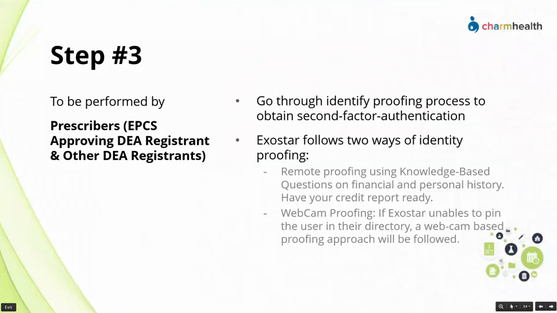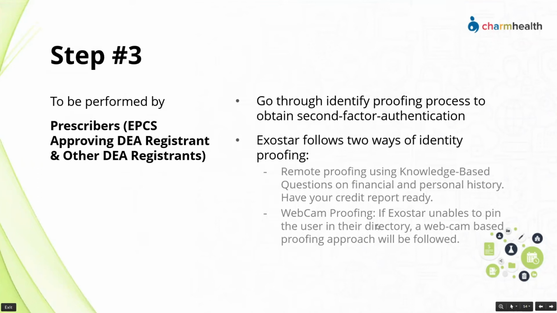Step 3 is going to be by the prescriber. So you're going to go through your identity proofing to obtain the second factor authentication. And XSR has 2 ways to do identity proofing: the first is remote proofing using knowledge-based questions. So this is the financial and personal history that they're going to ask you about. So I recommend you have your credit report ready, or I've seen them ask questions going back to like 1975, depending. So sometimes you'll need to make a phone call.